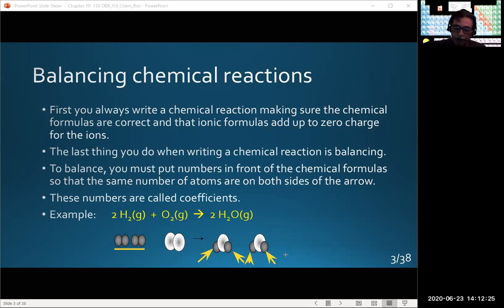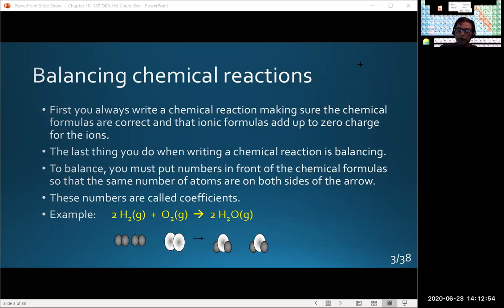And then oxygen on the reactant side is denoted by the white spheres. There's 2 on the left-hand side. Okay, and as products, there's 2 oxygens in the form of water. And so that's why we put a coefficient in front of H2O to tell us there's 2 molecules of water. Okay, so this reaction is what we classify as balanced.